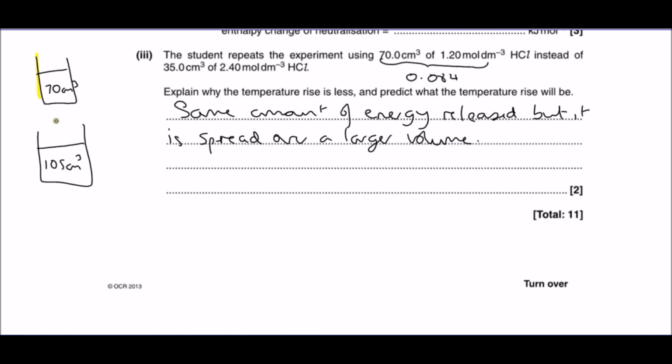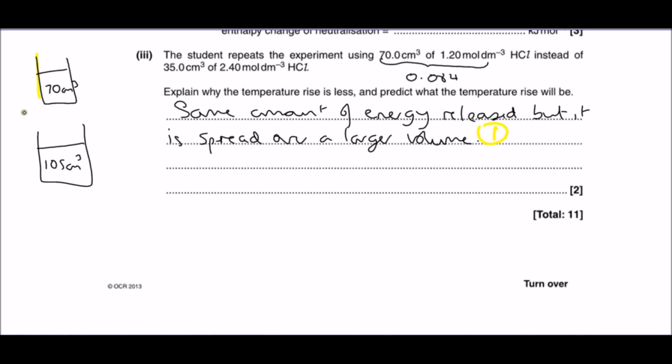Okay, so if you've got a certain number of kilojoules of energy heating 70 centimetres cubed, you're going to have a bigger temperature rise than if that same energy heats 105 centimetres cubed. So that's the first mark for this question. And then it says, predict what the temperature rise will be. So if we think about the way that we might do this, because you're going to have to make an estimate of it.